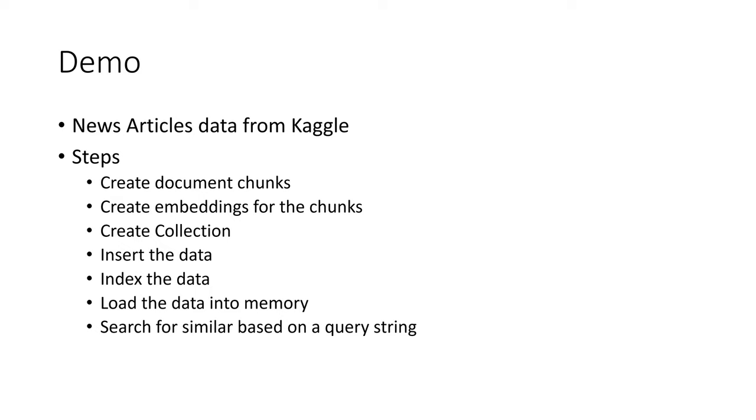So what is the code that we really want to use to create this database, and how do we go about it? You create the document chunks, embeddings for those chunks, and then create a collection. A collection is nothing but like a table, whatever you can call it in other systems. Then insert the data into the collection and then index the data. These are all the steps that are required before you start searching.